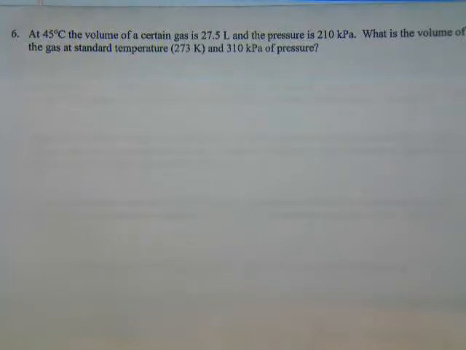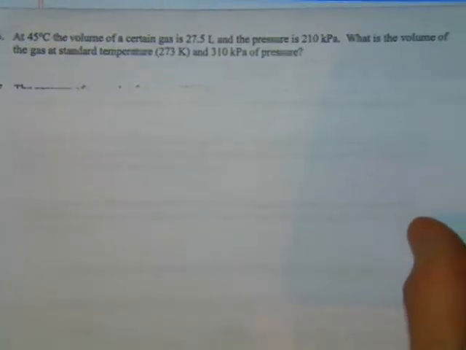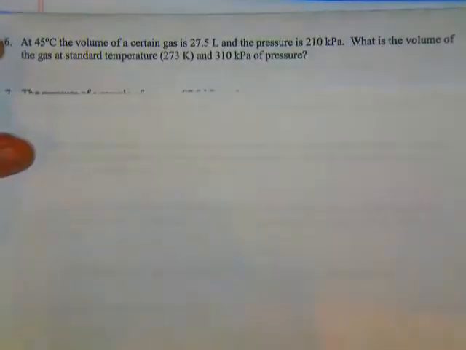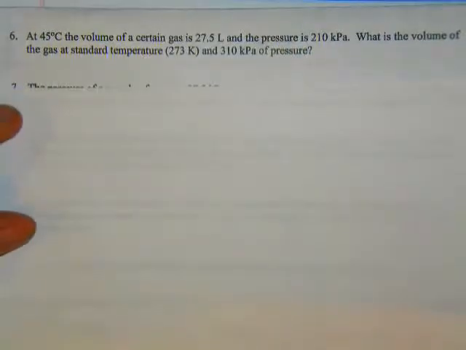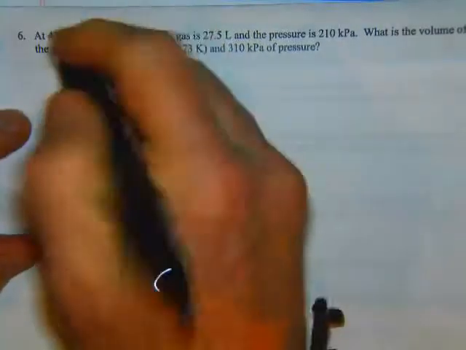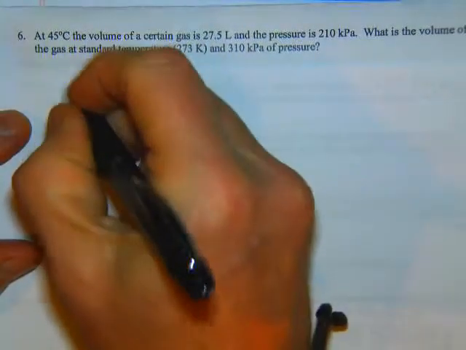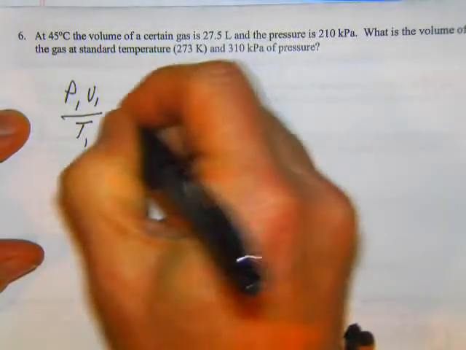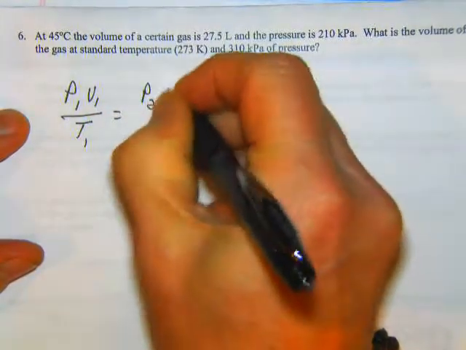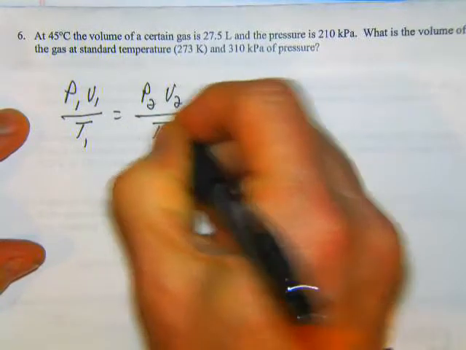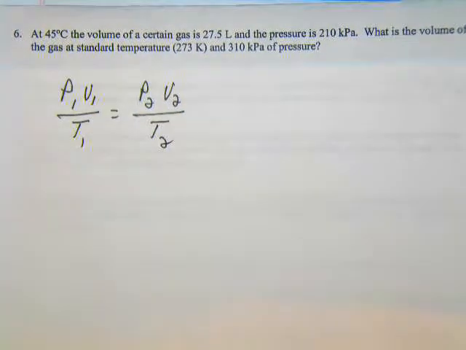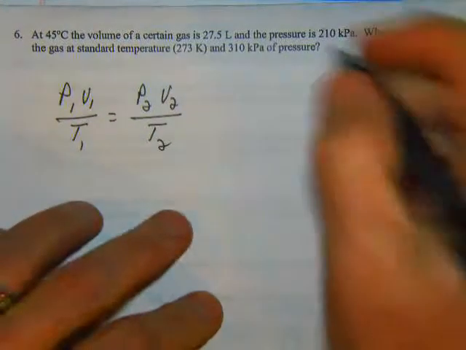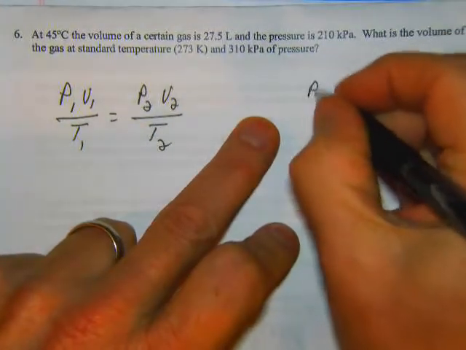Alright, we're back at the gas law problems, and we're looking at the combined gas law. We're going to do problems 6, 7, 8, and 9 here. So again, we're working with the formula P1 V1 over T1 equals P2 V2 over T2. And again, let's go ahead and do our little table here.